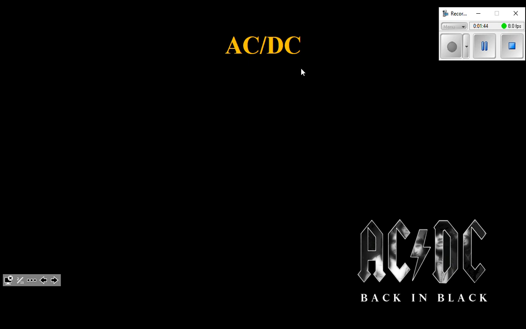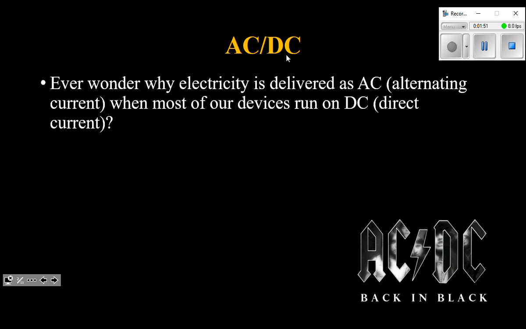So why is it that most of the devices in our houses actually use DC current and have to be converted to DC, yet we deliver the electricity to your house, to the wall plug-ins, as AC? Exactly what is going on with that? So I started off by posing that as a question. Ever wonder why electricity is delivered as AC, alternating current, when most of our devices run off of DC, direct current? Well, it comes down to the transmission of electric current.